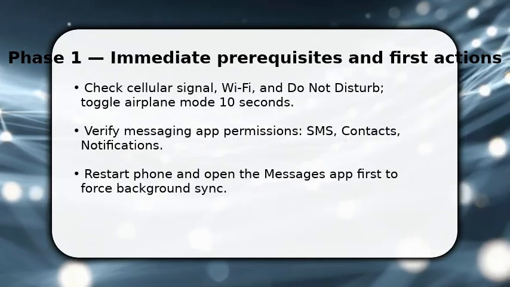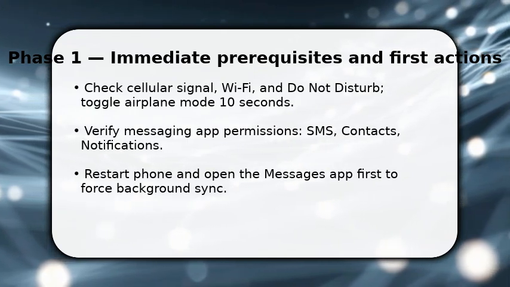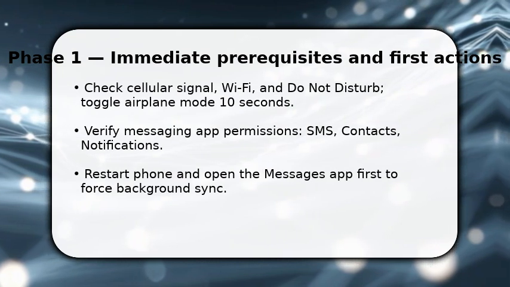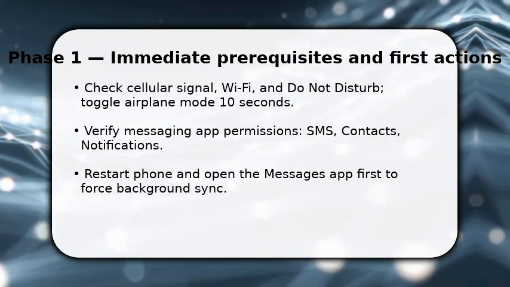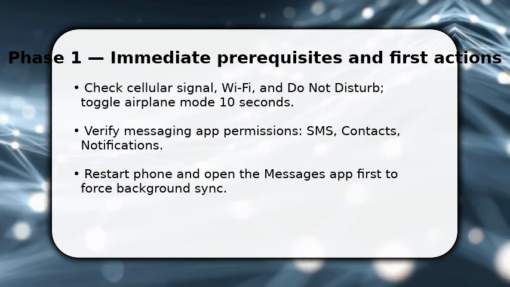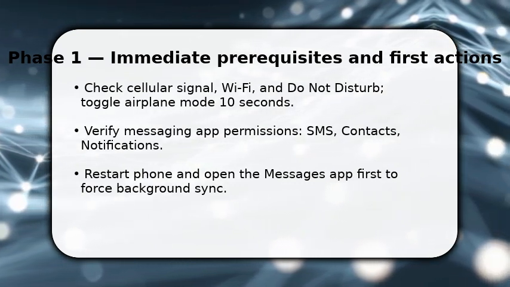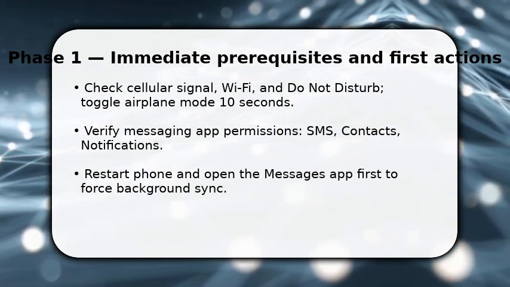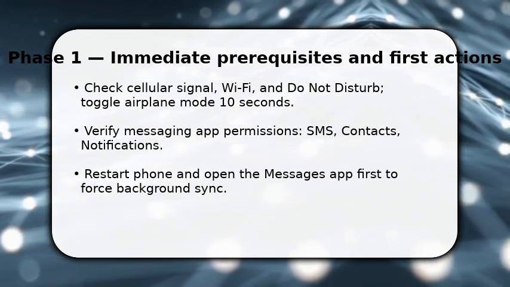You're going to act now. Check signal strength, Wi-Fi, and do not disturb, then toggle airplane mode for about 10 seconds. Once done, make sure the messaging app has SMS, contacts, and notifications permissions so the system can deliver while locked. Restart the phone to clear transient glitches and open the Messages app immediately to force background sync.